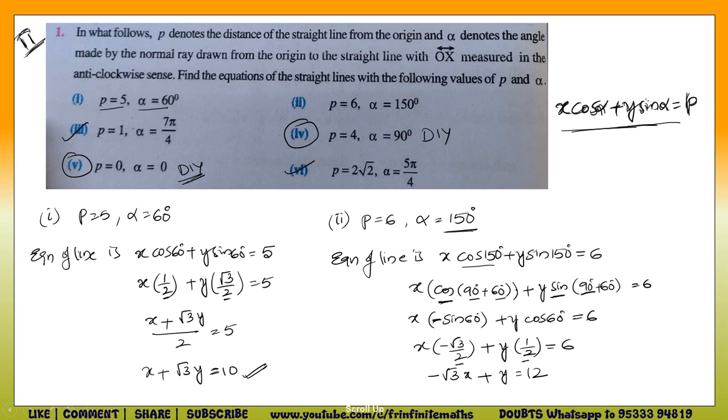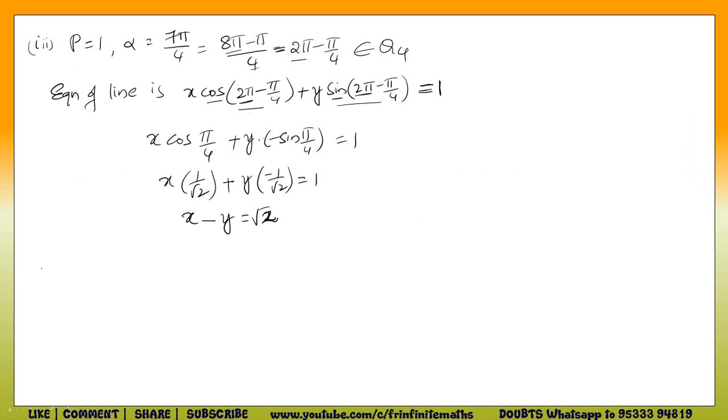Next, moving on to question number 6. So what is question number 6 given? So P is equal to 2 root 2 and alpha is equal to 5 pi by 4. So this 5 pi by 4 I can write it as 4 pi plus pi by 4, right? So 5 pi I can write as 4 pi plus pi, by 4. This I can write it as pi plus pi by 4.